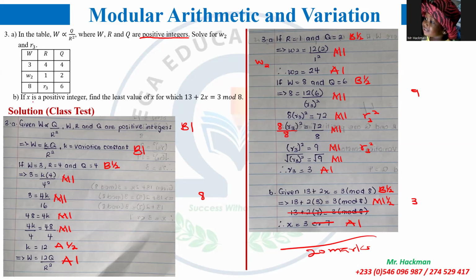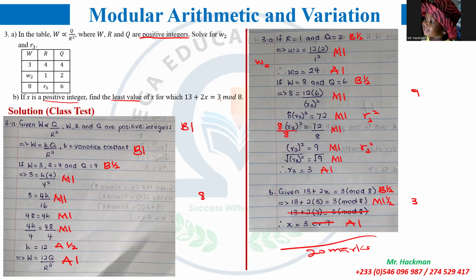Now, if you come to B, X is a positive integer. Find the least value, so you underline this: least value. So you know, with this type of equation, the number to be converted is where you have your known.